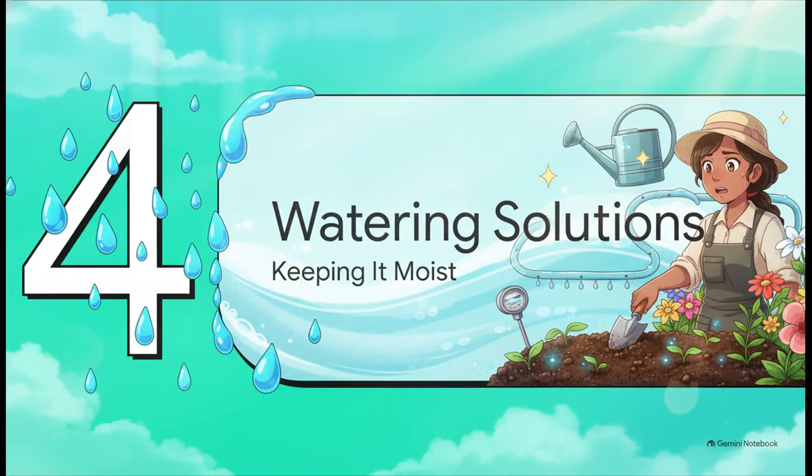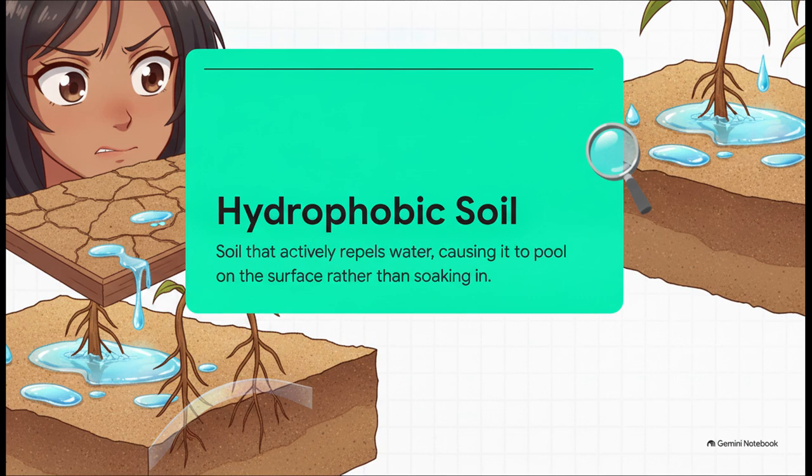Section 4. Watering and problem solving. Keeping it moist. So a major villain you're likely to encounter here is hydrophobic soil. This is a highly frustrating condition where the sand quite literally pushes water away. After a long period of hot, dry weather, the surface of your soil starts acting like a plastic sheet. You water it, and the water just pools on top or runs off the sides, never actually penetrating down to the roots where it belongs.